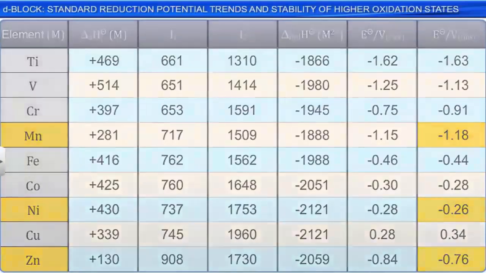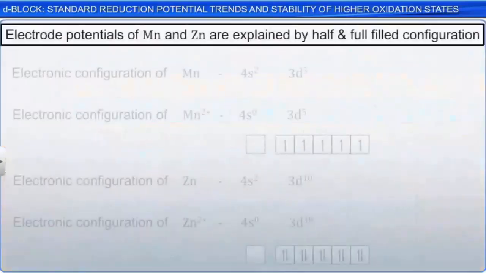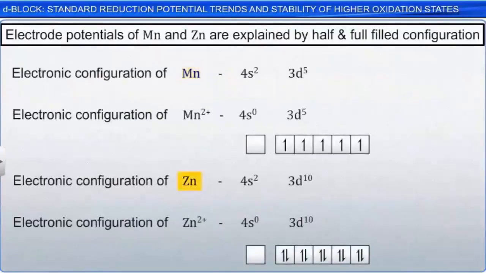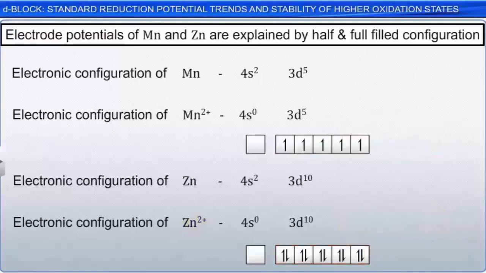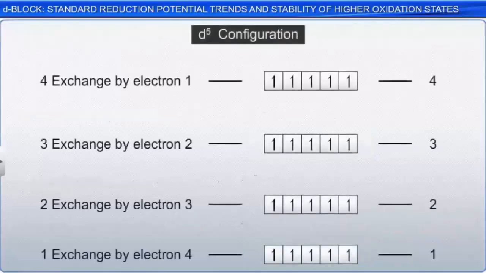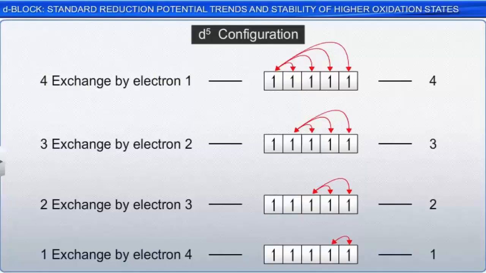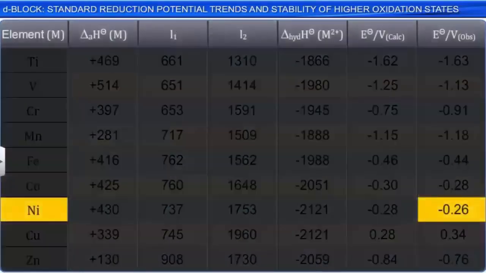The electrode potential values of manganese and zinc can be explained on the basis of the stability of the half-filled d subshell in Mn2+, and the completely filled d10 configuration in the zinc(II) ion. The stability is due to the maximization of the exchange energies between electrons of like spin. The electrode potential for nickel is related to the highest negative hydration enthalpy corresponding to its smaller radius.